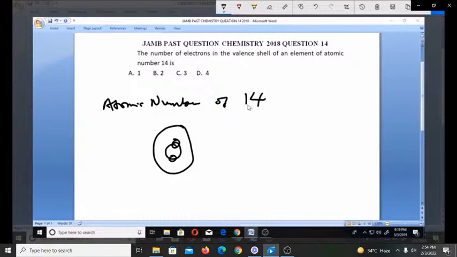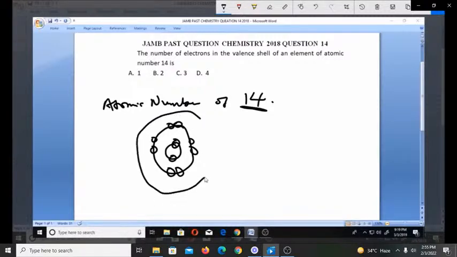So you now have to count out the electrons according to the atomic number. So you have 14. So you have 1, 2. This one should have 8. So you have 1, 2, 3, 4, 5, 6, 7, 8. 8 has completed it. But is it up to the atomic number here? Here is 14. So we have 1, 2, 3, 4, 5, 6, 7, 8, 9, 10. So it's still 10, remaining 4. So we have to have another electron shell, but this time around it will not be up to 8 because what is remaining is just 4. So we have 1, 2, 3, 4.